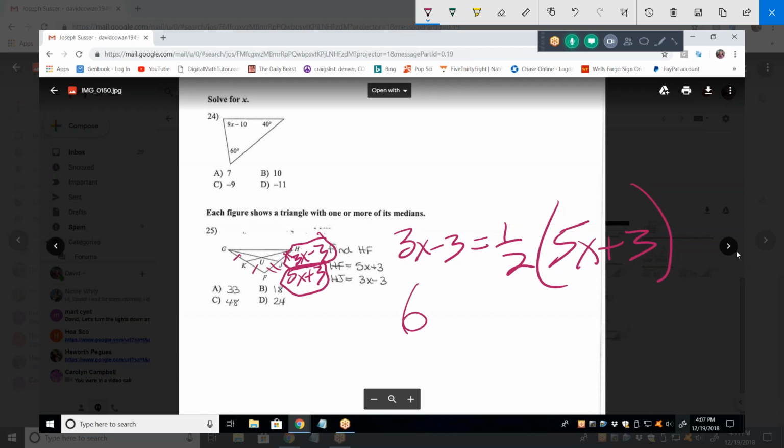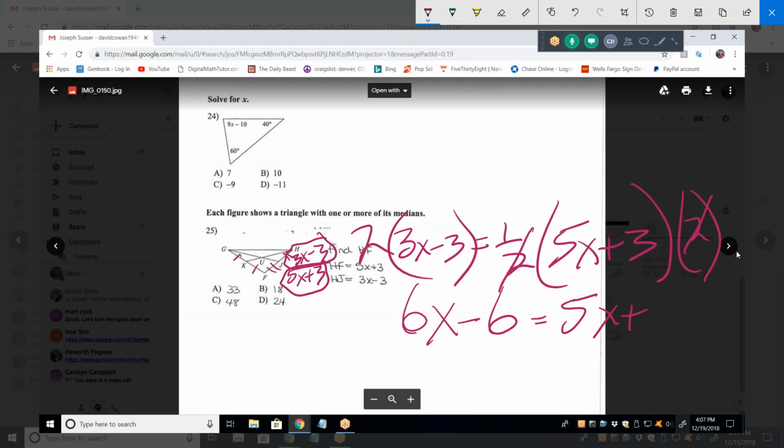Okay, so it'd be 10x. Not 10x. You're not going to distribute it. You're going to get rid of it by multiplying both sides by 2. In other words, this is what I'm doing. And then that 2 will cancel with that 2, and you'll be left on the right side with something very simple. Again, no fractions. Now I get x equals 9.